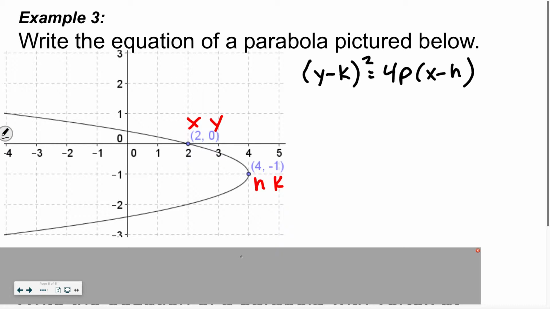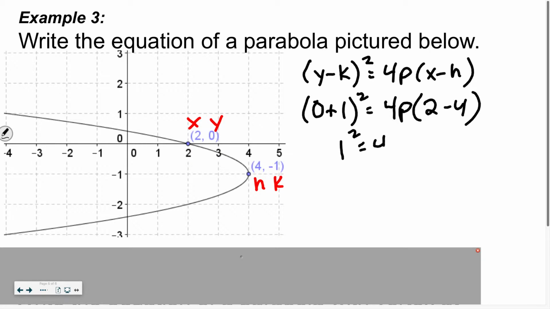I don't know that this is the point that is 2P away. I'm just giving you a point on the parabola. So we can't say that the focus is right in the middle there. I don't actually know. So we're just plugging in those values. 0 plus 1 quantity squared equals 4P times 2 minus 4. We'll work out your parentheses. That's going to be 1 squared equals 4P times negative 2. And this is all getting multiplied, right? So 1 equals negative 8P.